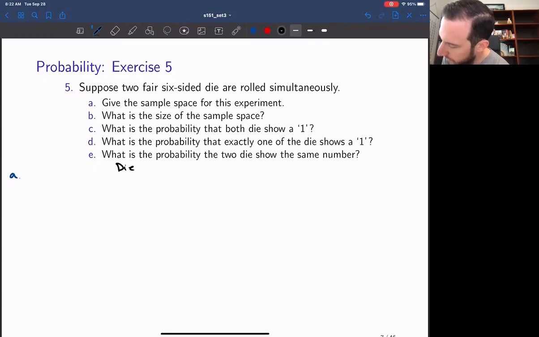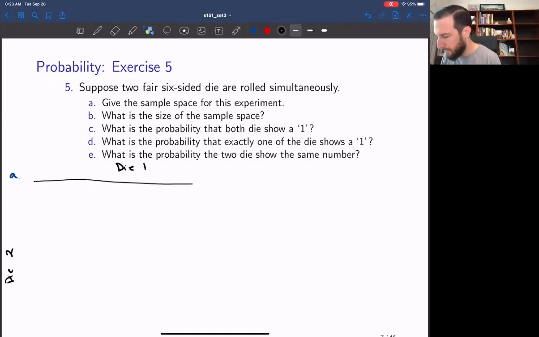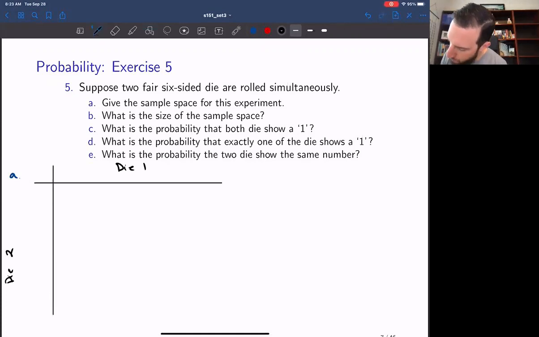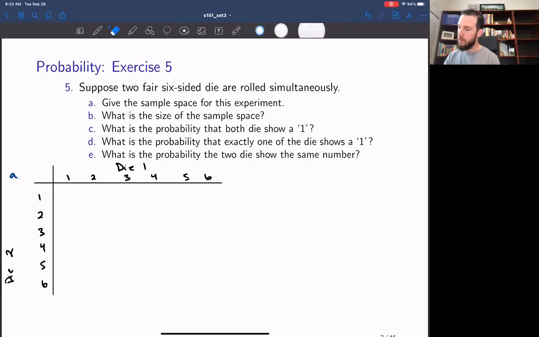So I'm going to start by labeling die 1 here, and then die 2 here. Okay. And then I'm going to make a cross tab. Now die 1, you can roll 1, 2, 3, 4, 5, or 6. Die 2, you can roll 1, 2, 3, 4, 5, or 6. Now what we're going to do is match the two outcomes up together.